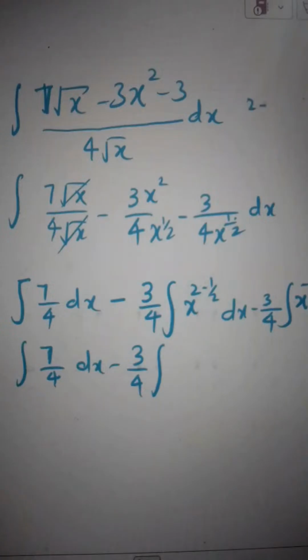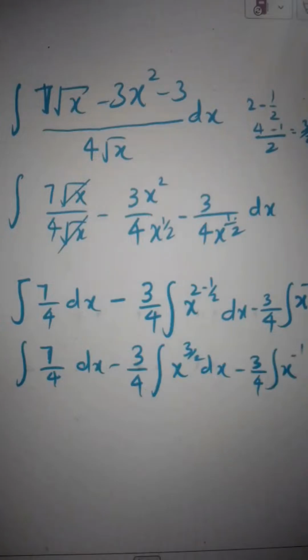This will be simplified as 2 minus 1 by 2. 2 is the LCM, so 4 minus 1, so it becomes 3 by 2. So we can write 2 minus 1 by 2 as 3 by 2 dx minus 3 by 4 x power minus 1 by 2 dx.